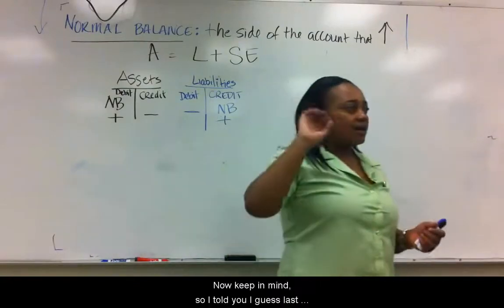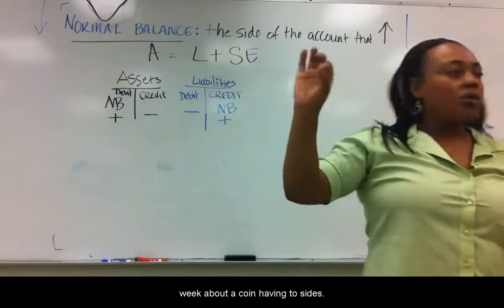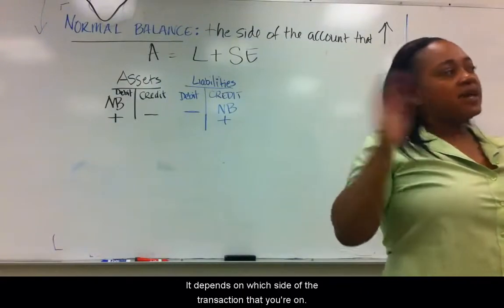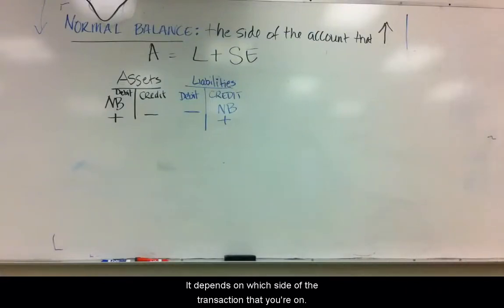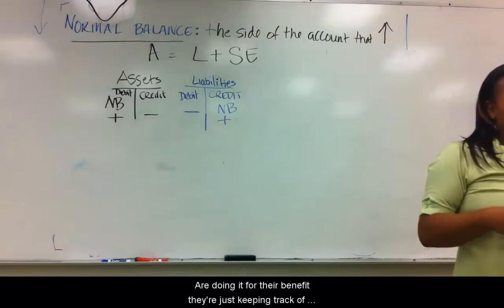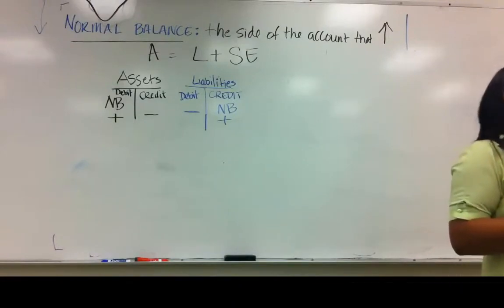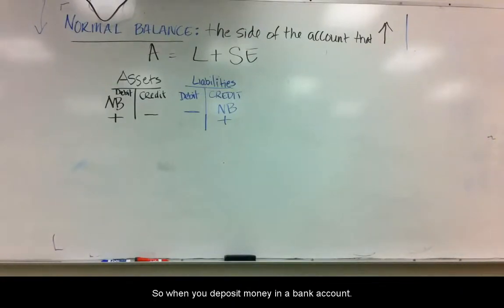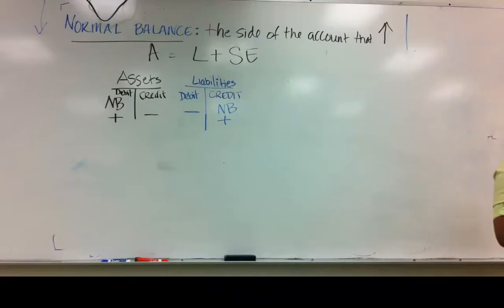Now, keep in mind, I told you, I guess last week, about a coin having two sides. It depends on what side of the transaction you're on in terms of how it looks. When the bank is preparing a bank statement, they're not really doing it for your benefit. They're doing it for their benefit. They're just keeping track of this information. So when you deposit money in a bank account, the bank is liable to you. They owe you money. So on their records, it's debt.